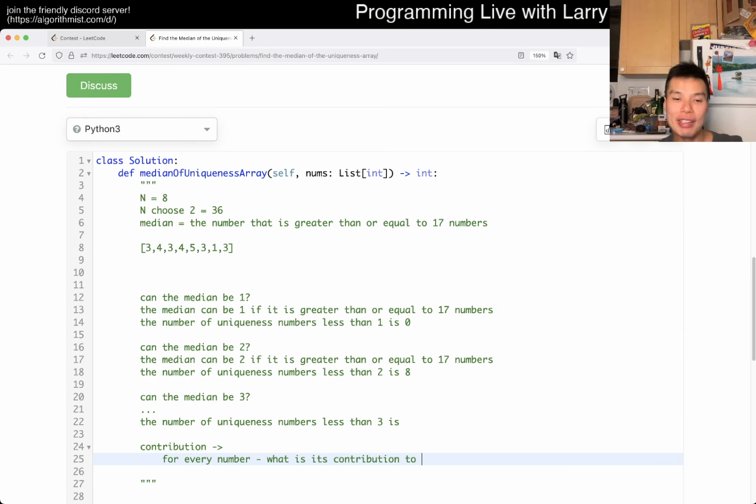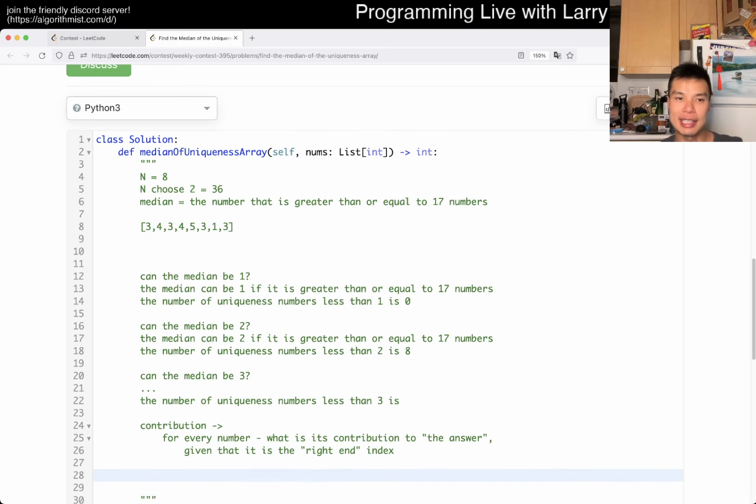But anyway, for every number, what is its contribution to the answer? And the answer is just to this specific question. So now, given that it is the right n index, meaning that it is the last element in the subarray.